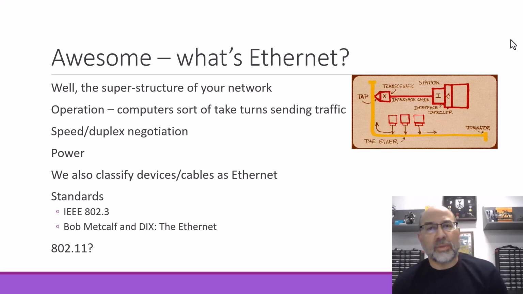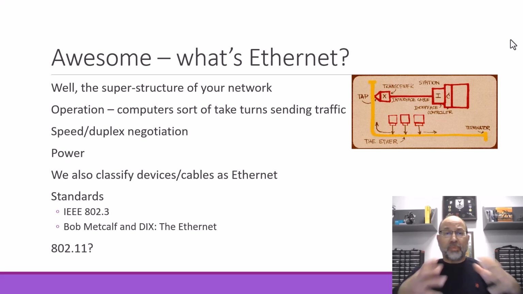But Ethernet is actually much more than just the transport mechanism that we use. It has lots and lots of different aspects to its operation, but generally speaking, computers take turns sending traffic to and from the network. So Ethernet, or at least modifications to the early Ethernet standard, offer the mechanisms by which we send stuff across the network, the encapsulation, the addressing that we use, but they also provide speed and duplex negotiation.